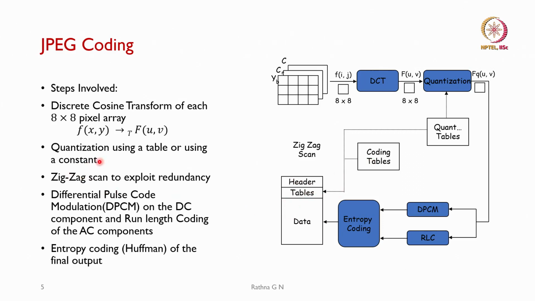So, what it says is quantization, using a table or using a constant. The scanning is going to be a zigzag scan to exploit redundancy, we will see in a while with an example. Then you will be using differential pulse code modulation (DPCM) on the DC component, and run length coding you can incorporate on the AC components. Then you will be doing the entropy coding, that is usually Huffman code, popularly used in JPEG, for the final output.